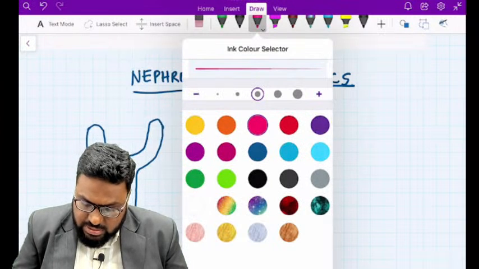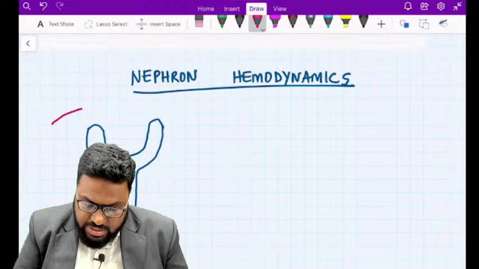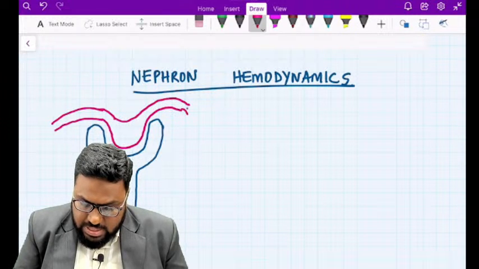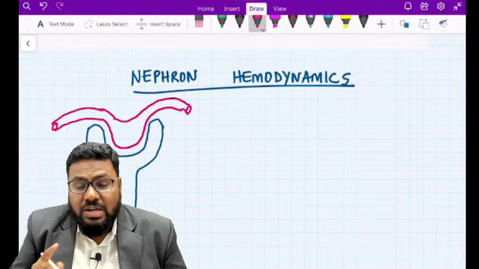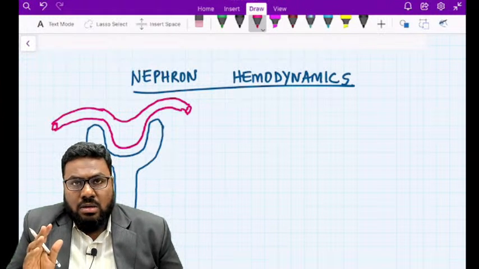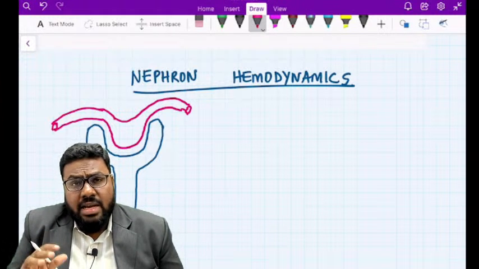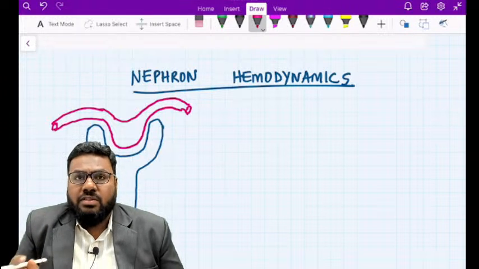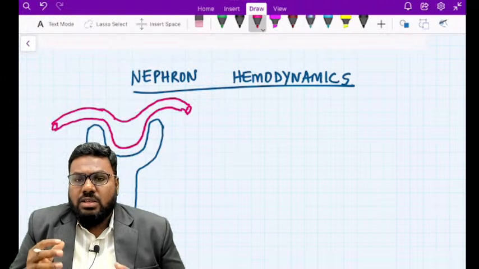Here we have, suppose, the afferent renal arteriole, the glomerulus, the efferent renal arteriole. See, understanding nephron hemodynamics is central to the understanding of the entire renal system, the entire nephrology. If you want to understand, you should understand this.